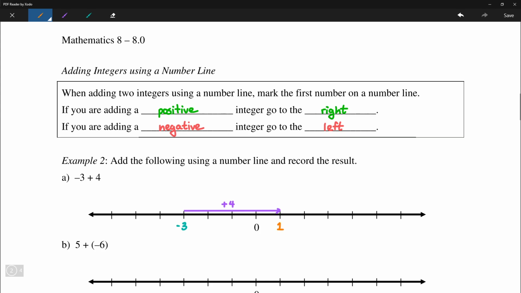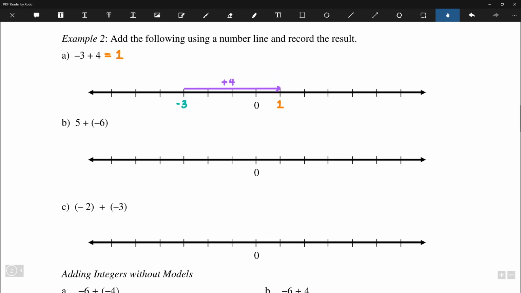Okay, so the sum of -3 plus 4 is +1, or just 1. Likewise, in the second example, we start at +5. So here we go. And then, since we're adding -6, we're going to move 6 spaces to the left, which will take us to -1. And that will be the sum.